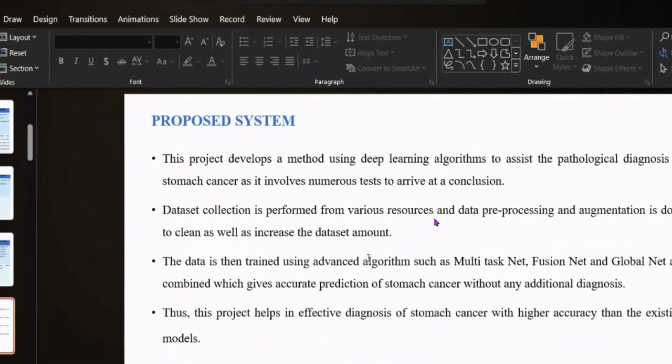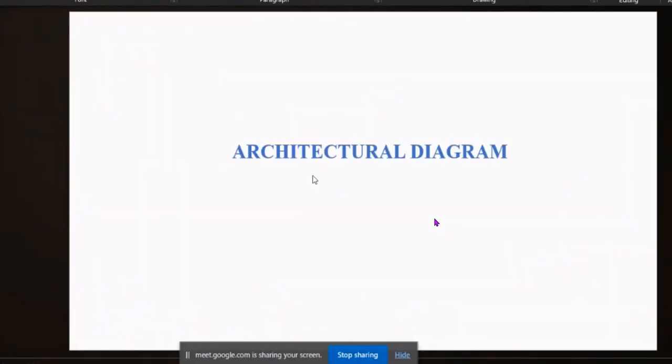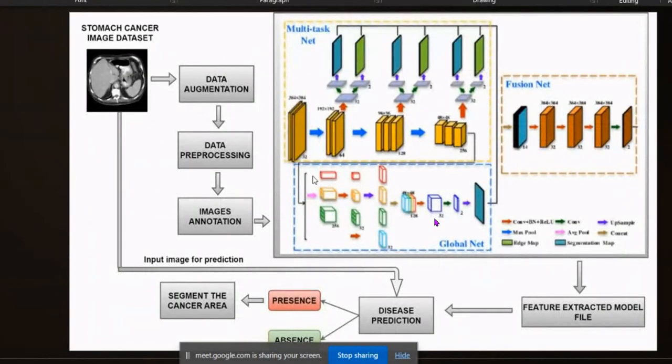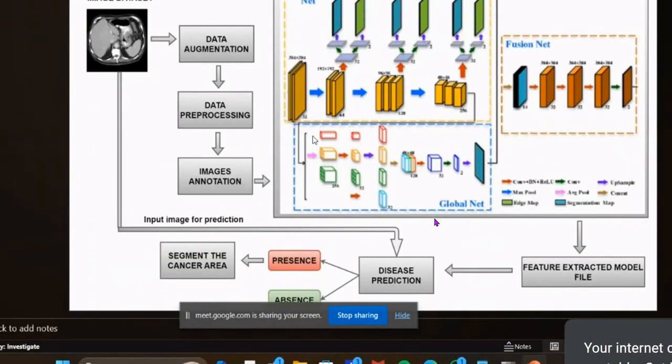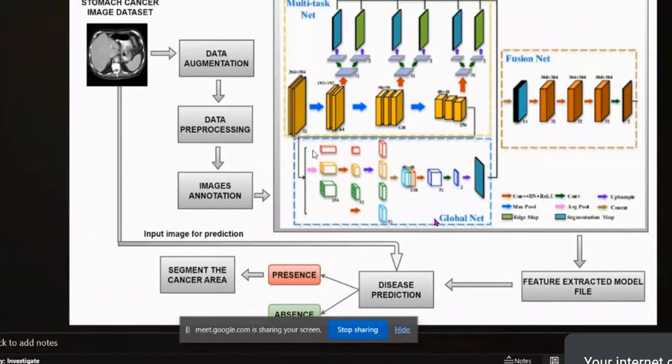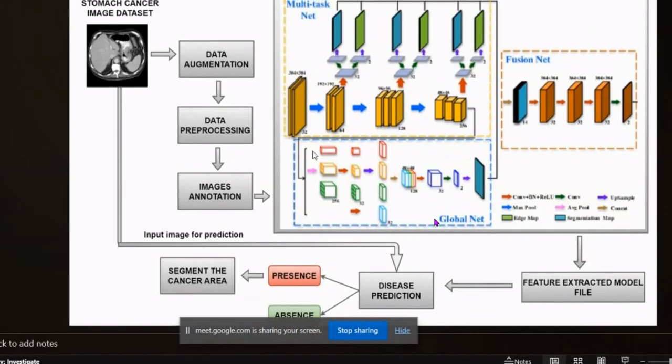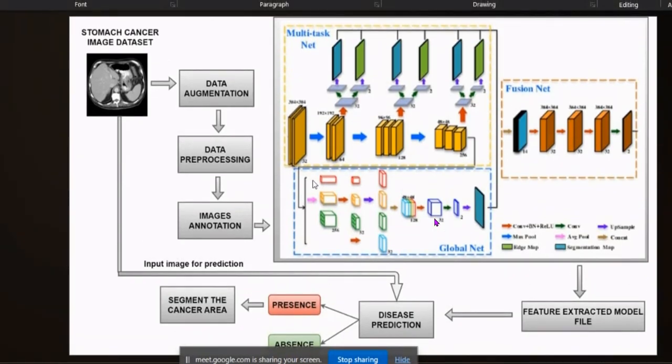On the important regions, I'll go ahead with my modules. Here is my entire project explanation. I'll extract the data sets from Kaggle as well as from UCI, University of California data sets. First, data augmentation will be done, sir.